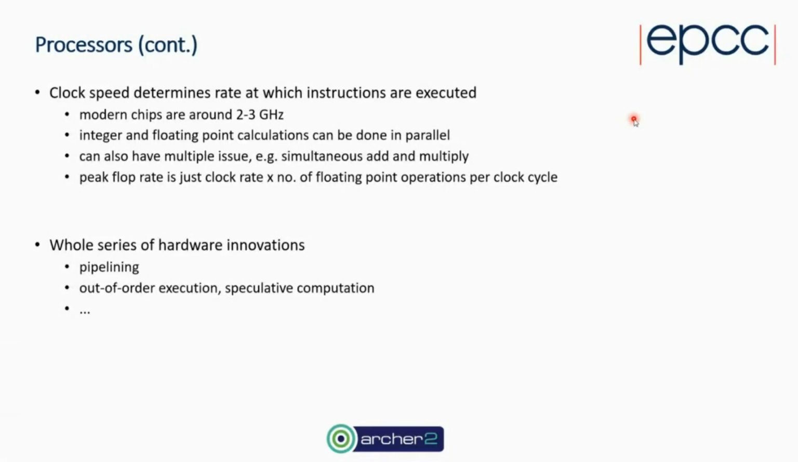Okay. So as we've said, clock speed will determine the rate at which instructions are executed. But modern processors are what we call superscalar. And that means that you can run multiple things at once because there are multiple functional units inside a processor.